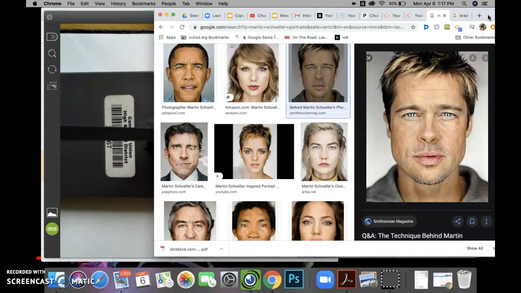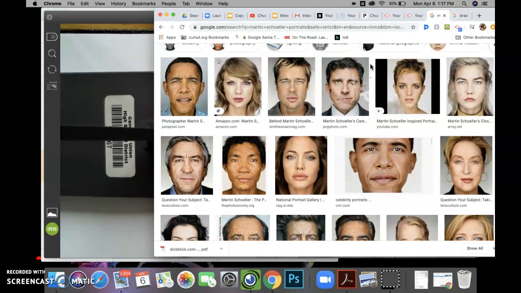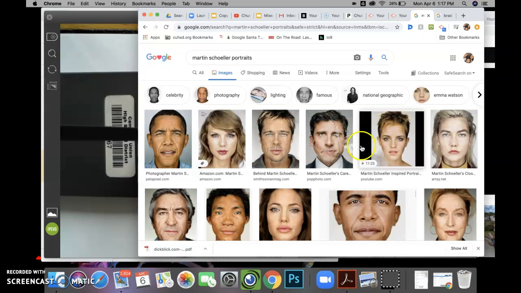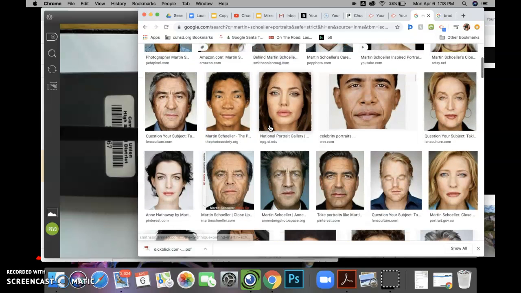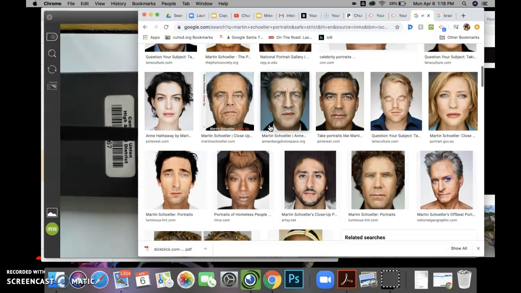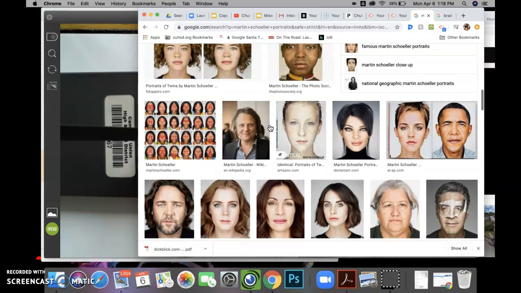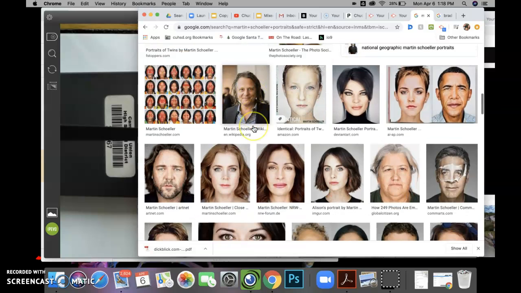So for your assignment for today, I'm going to open up a Google Doc, and I want you to go ahead and take a look at Martin Scholer's different portraits of celebrities. And I will give you instructions so you can follow the instructions. You're going to look up Martin Scholer's portraits and choose a celebrity that you'd like to look at, or any of these portraits. And that's actually the photographer himself. So go ahead and pick one.